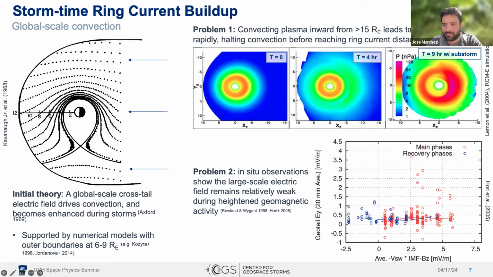Something that you always love. Haaland was Geotail, out in the plasma sheet. Okay.